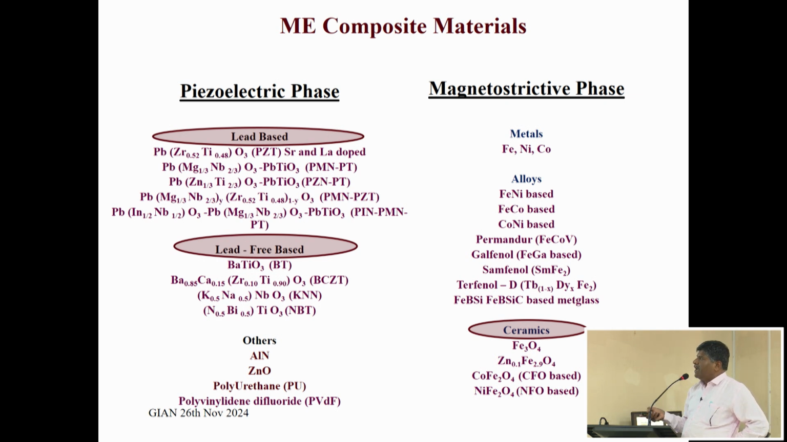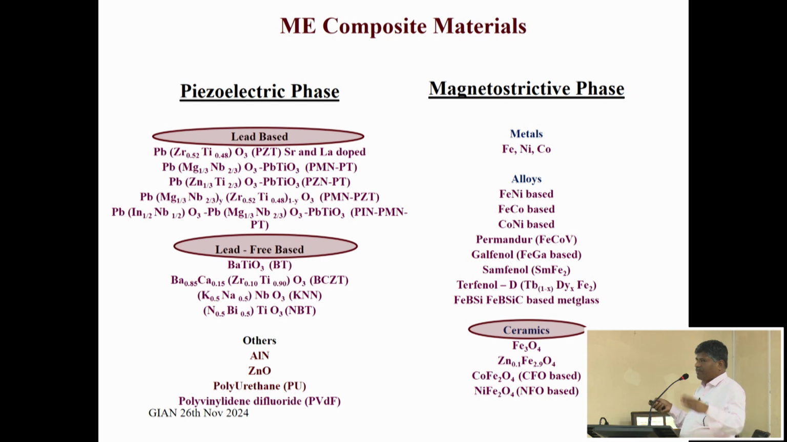And there is a third category of material which also gives piezoelectric properties, what you call aluminum nitride, zinc oxide, polyurethane. But again, if you compare the piezoelectric performance among all these, the lead based materials are better. Okay. As far as the magnetoelectric substances are concerned, there are metals like Fe, Ni, Co, and their alloys.